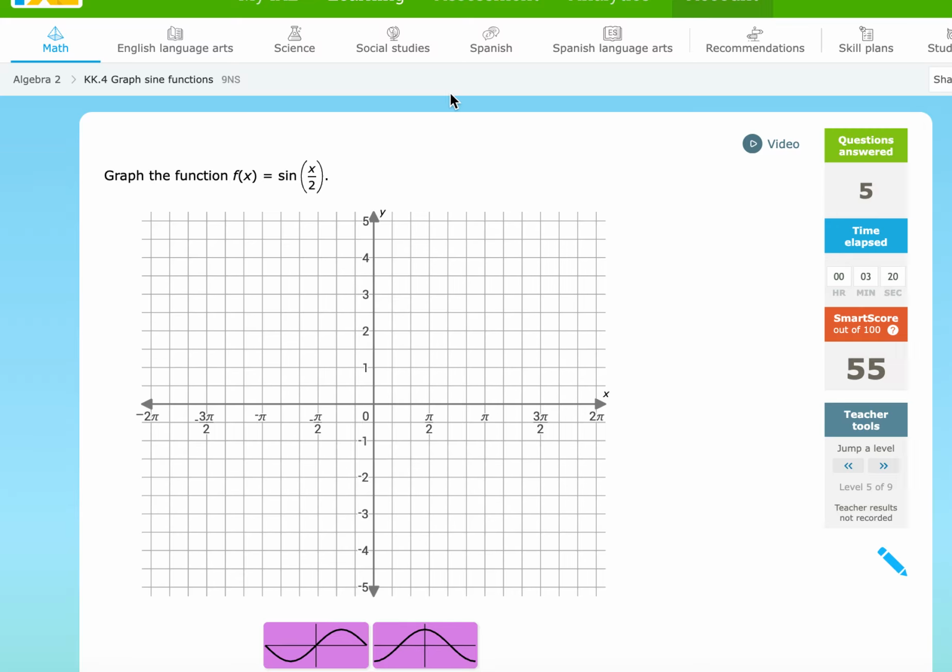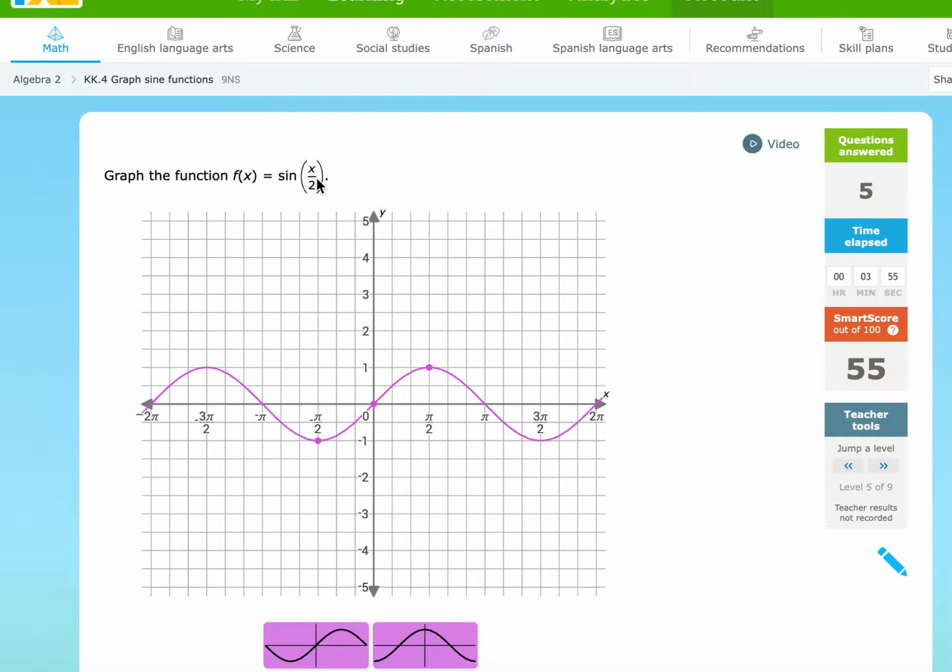Okay, the last one, this is a little different because now we have sine of x divided by 2. So what this is going to do is change my period. In other words, it's going to change when I finish one cycle. In a regular sine of x, you see that I start at 0, I go up to 90, then I go to 180, pi is 0, then 270 is -1, and 360 is 0 again. So this is one complete cycle.